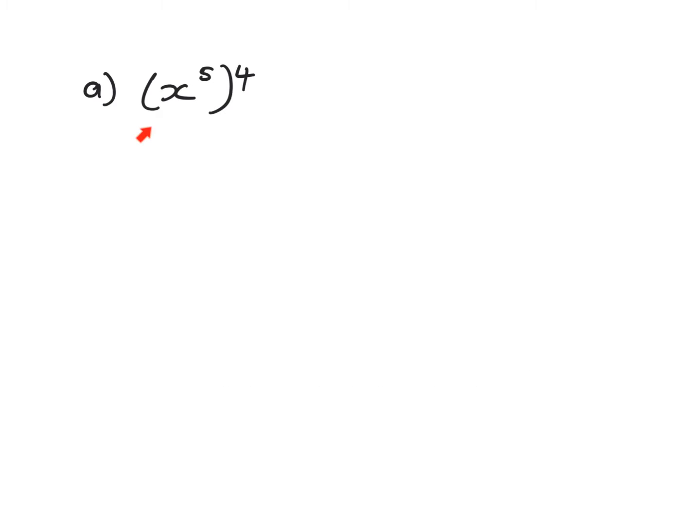Alright, let's give this one a go. x to the power of 5 inside brackets to the power of 4. How are we going to go about doing that? Well, this is simply written x to the power of 5 times 4. So it'll be x to the power of 20, because 5 fours are 20. And that would be our answer.